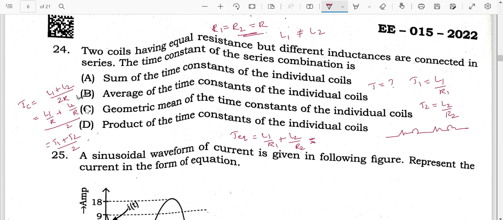What is the meaning? It is the average of the time constants of the individual coils here. Why? Because the resistance remains the same. So this is the total L equivalent and this one will be R equivalent. So we are taking the total combination equivalent values. So the answer for this question is B here.